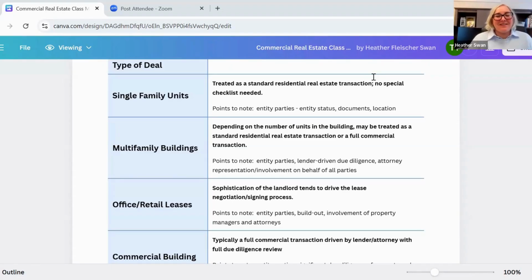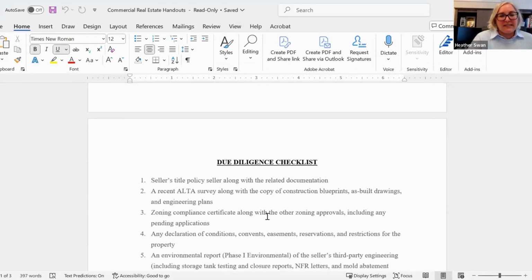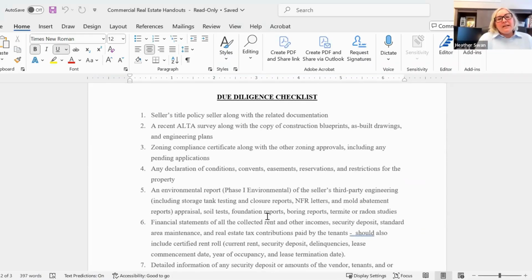Okay, so I've mentioned due diligence a few times. So let me show you a sample of a due diligence checklist here. And let me get back into my share and pop up a due diligence checklist for you. Now, this is just a very stereotypical list. It can be a little overwhelming, but it gives you an idea of what's looked for during a due diligence period in a commercial transaction, right?